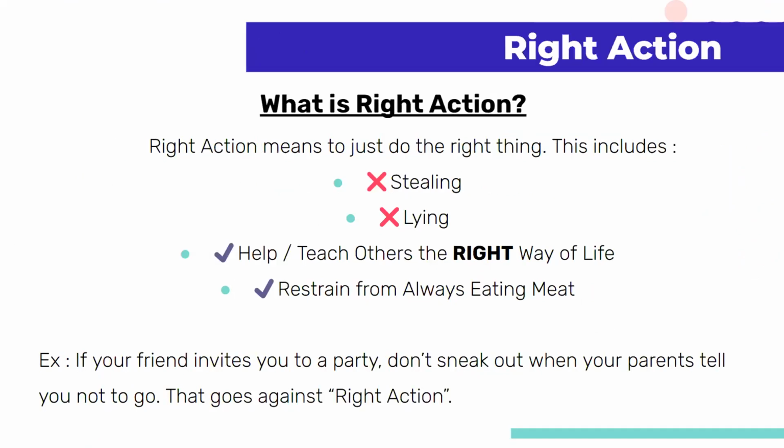Next is right action. So right action means to do the right thing. And this includes not stealing, not lying, helping teach others the right way of life, and restraining from always eating meat. This is just an extra one that I found. An example is that if your friend invites you to go to a party, don't sneak out when your parents tell you not to go, because this goes against the right action of not lying.